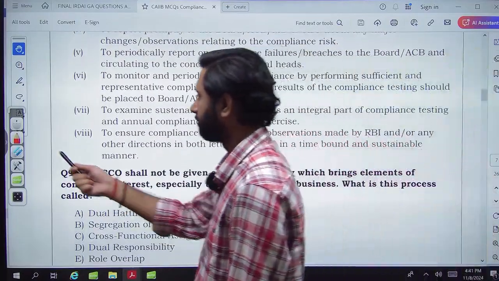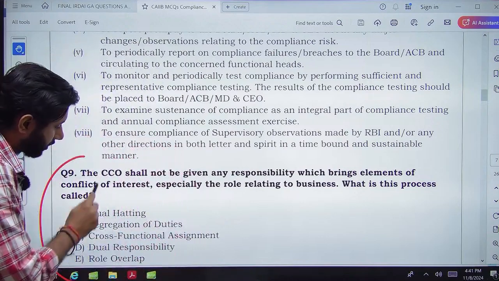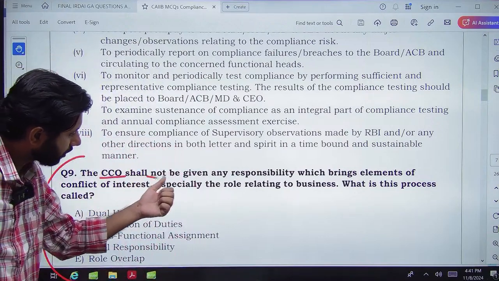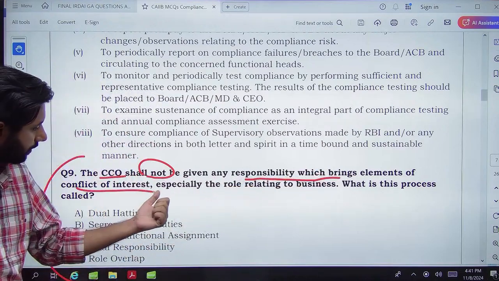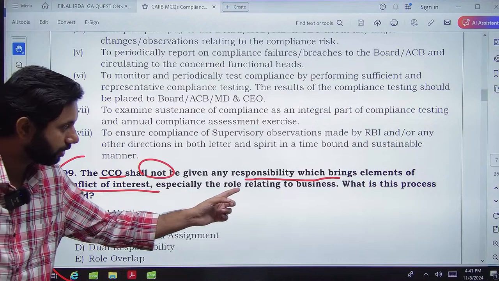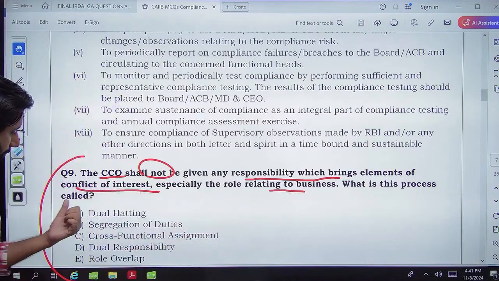Next question. The CCO, which is the chief compliance officer, shall not be given any responsibility which brings elements of conflict of interest, especially the role relating to business. What is this process called?